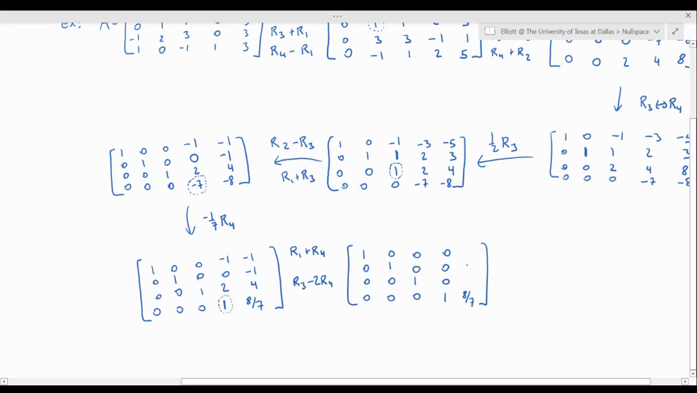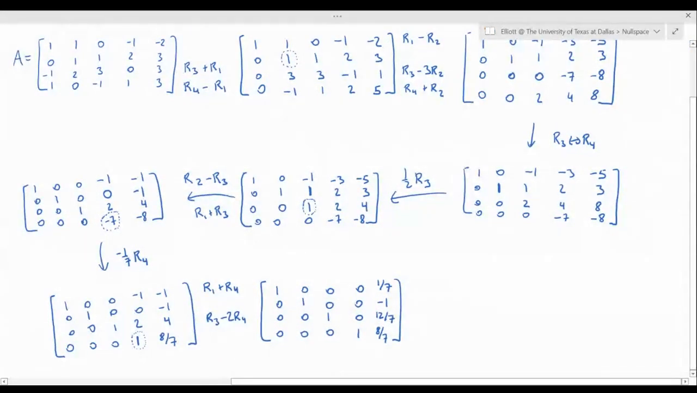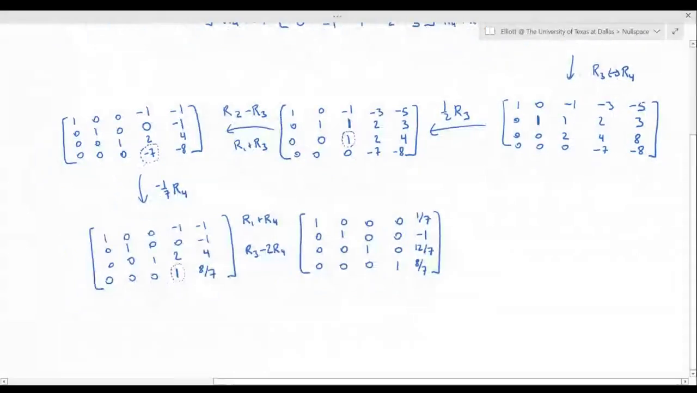I'm just going to work out the last entries. So row 3 minus 2 of row 4. It's something like 12 over 7, I think. And if we do row 1 plus row 4, I think that's 1 over 7. Okay. So I did that kind of quickly. I think it's quite possible that some of my numbers are a bit off, but let's just assume that this is what we got at the end. Okay, so this would be the reduced row echelon form.